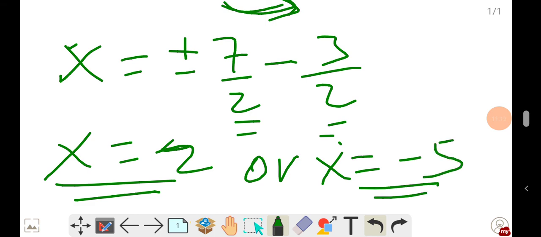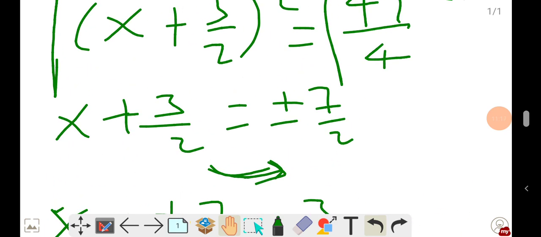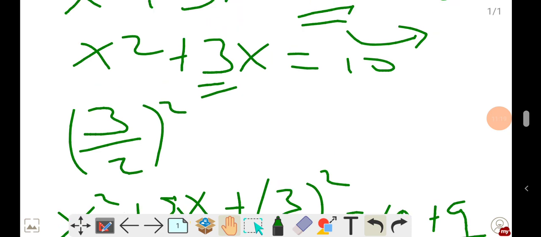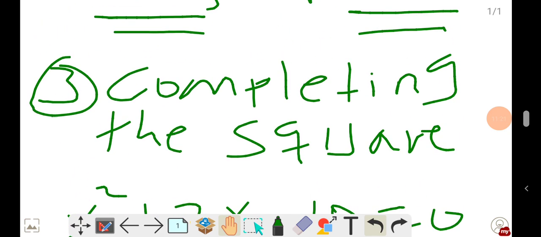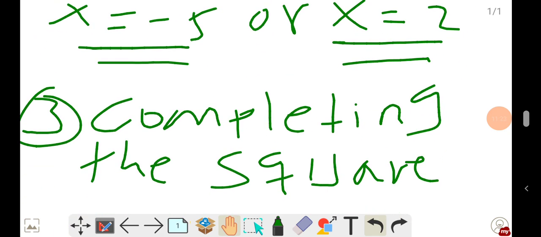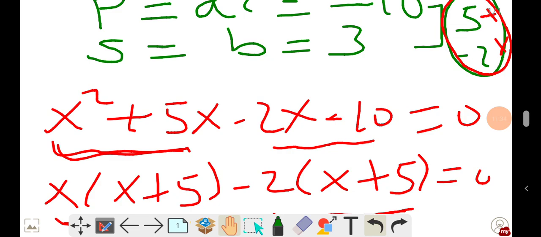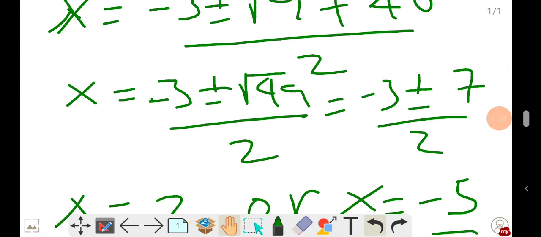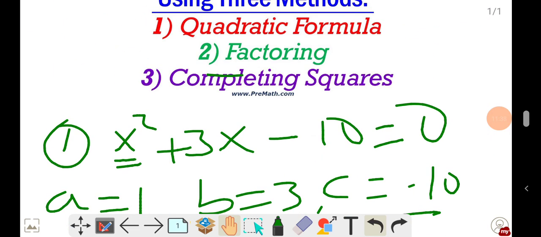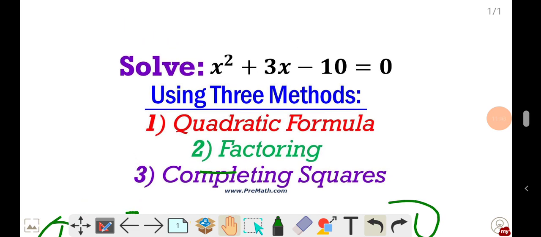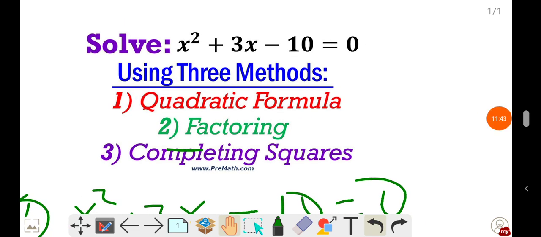This one is somehow a longer process, and mostly it's not used by students. Students mostly use the formula and the second one, the factoring method. These two are mostly applicable, but I don't mean that the completing the square method is not necessary. It's really helpful. Completing the square method is the one which even proves the formula. So these are the three methods of solving a given quadratic equation. That's it. Thank you.